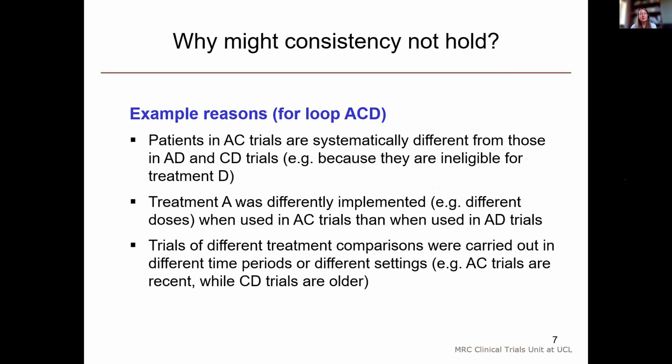There are several reasons why consistency might not hold in a particular network meta-analysis. It could be that patients in the A versus C trials are systematically different from the patients in the A versus D and C versus D trials. For example, they could be different because they were ineligible to receive treatment D.